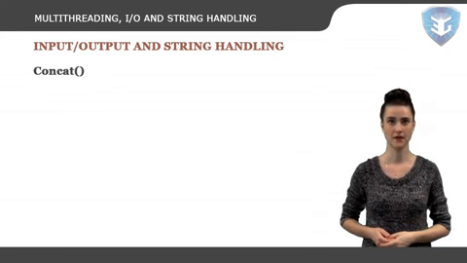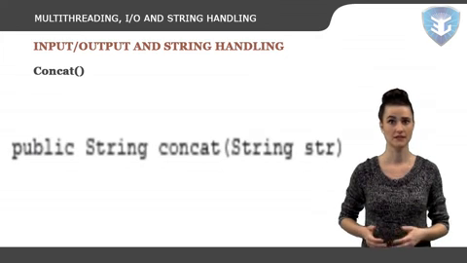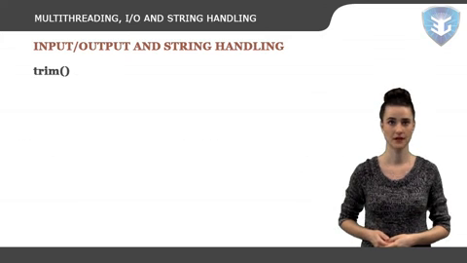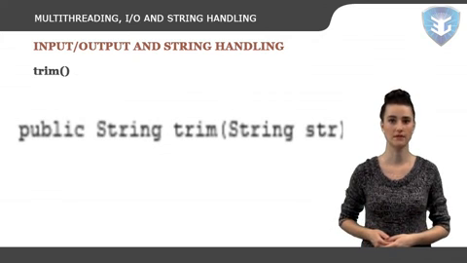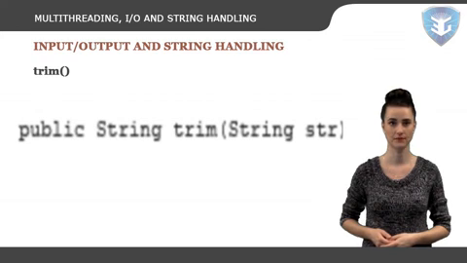Concat method. The concat method creates a new string after concatenating the argument string to the end of the invoking string. The signature of the method is as shown here. Trim method. The trim method creates a new copy of the string after removing any leading and trailing whitespace. The signature of the method is as shown.